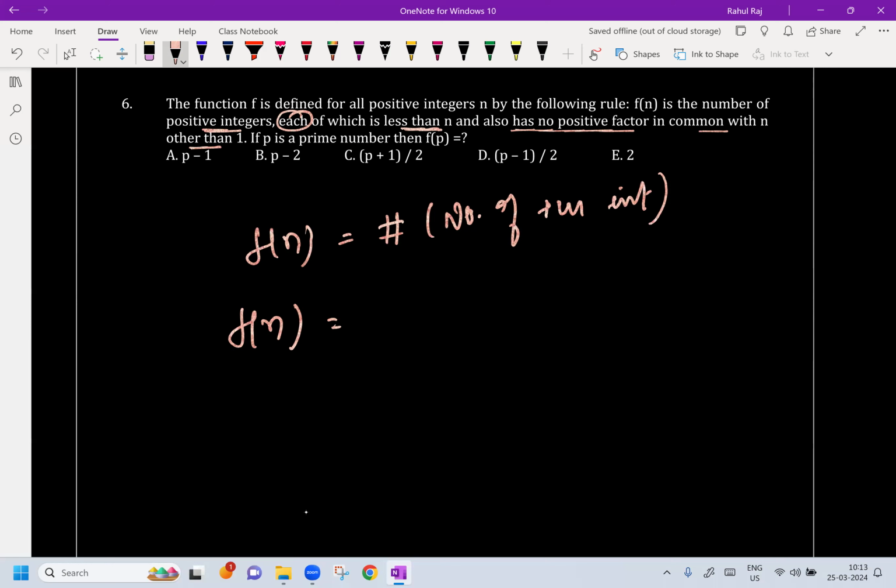Each of which is less than n. So imagine I take function f of 5 according to the definition. I will write all the numbers less than 5: 4, 3, 2, 1. Can I say they have no positive factor in common? And technically what is f of 5? The number of these numbers. How many numbers are there? 4.